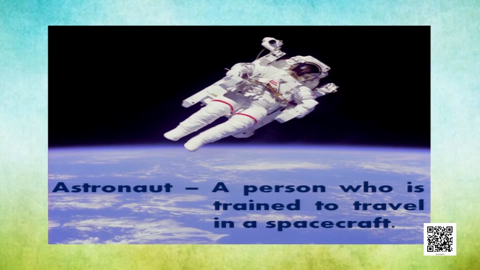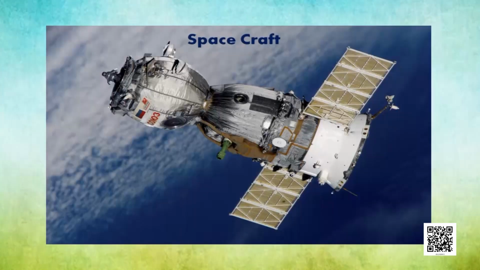See here, children. This is the person and he is known as an astronaut. Who is an astronaut? A person who is trained to travel in a spacecraft. And see the dress of this person. This is known as a space suit. It is a specially designed, armored dress for astronauts who go to space. This is a spacecraft, or you can say spaceship. This is the vehicle which is used by astronauts to go to space.